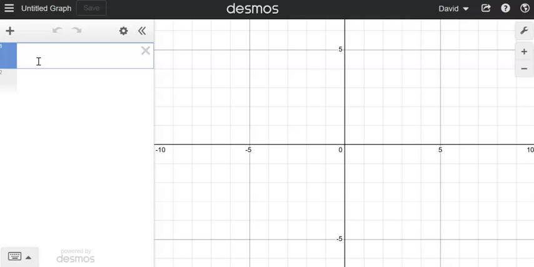Let's look at the graphs of some incredibly important functions. We're going to call them library functions or parent functions. And we're going to use these as building blocks to create lots of other more complicated functions.